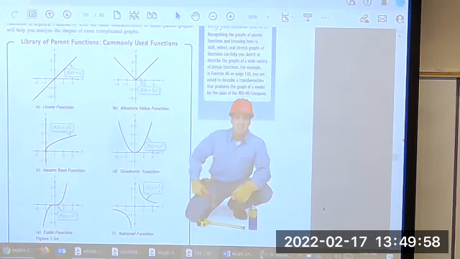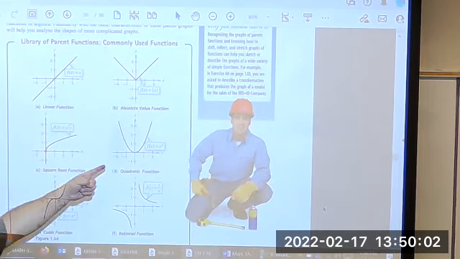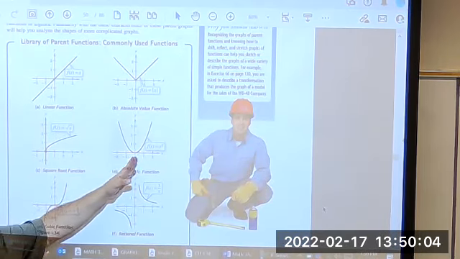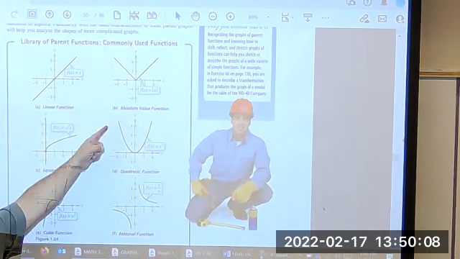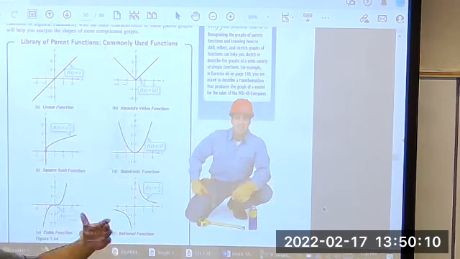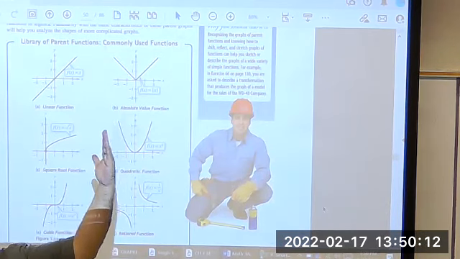X to the third. Now, if you look at x squared, if you square positives, you obviously get a positive number, but when you square negatives, you get negative numbers. That's why on the left side, right side, both sides go up.